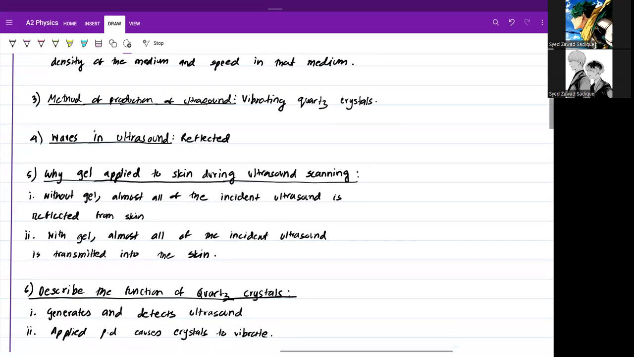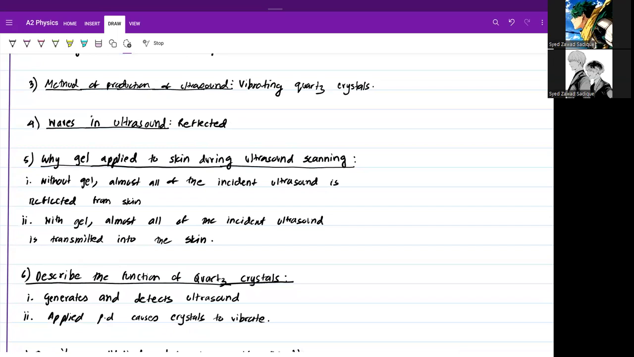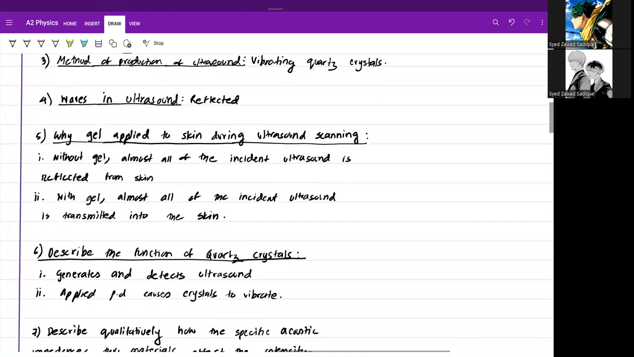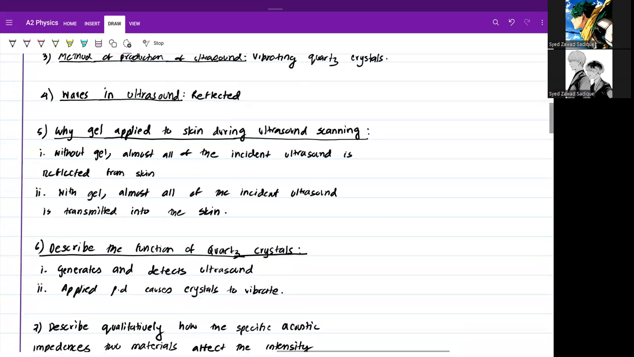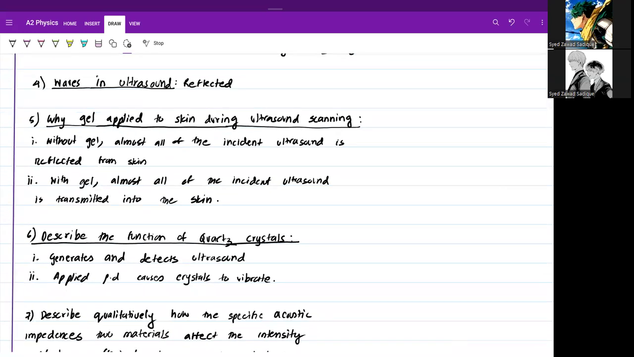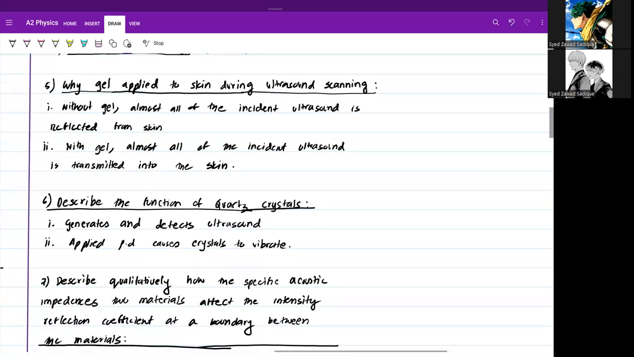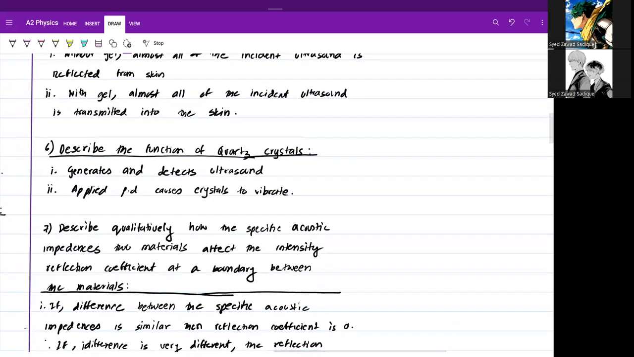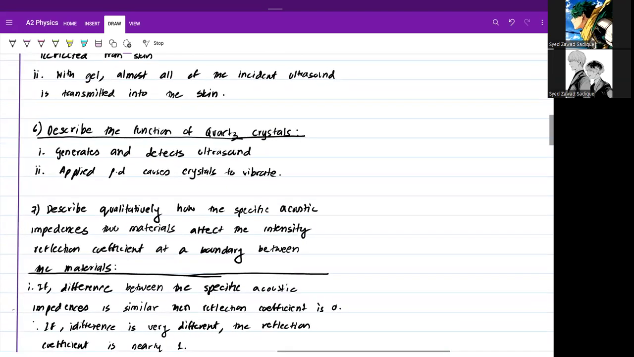So, why is gel applied to skin during ultrasound scanning? Without gel, almost all of the incident ultrasound is reflected from the skin. With gel, almost all of the incident ultrasound is transmitted into the skin. Describe the function of quartz crystal: generates and detects ultrasound. Applied PD causes crystals to vibrate.